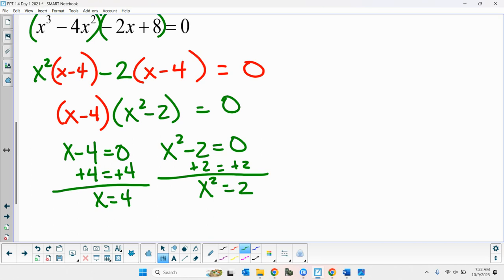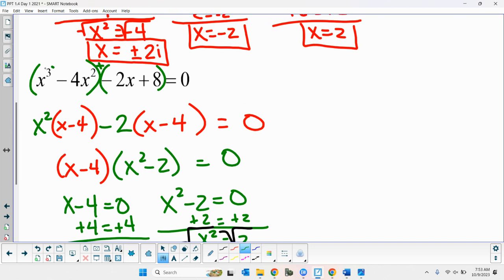So what do I got to do since it's x squared? I got to square root, right? Like we did last week. All right, so I get x plus or minus. Can I simplify that 2? No, so just leave it radical 2. So I got 3 answers: positive radical 2, negative radical 2, and positive 4.